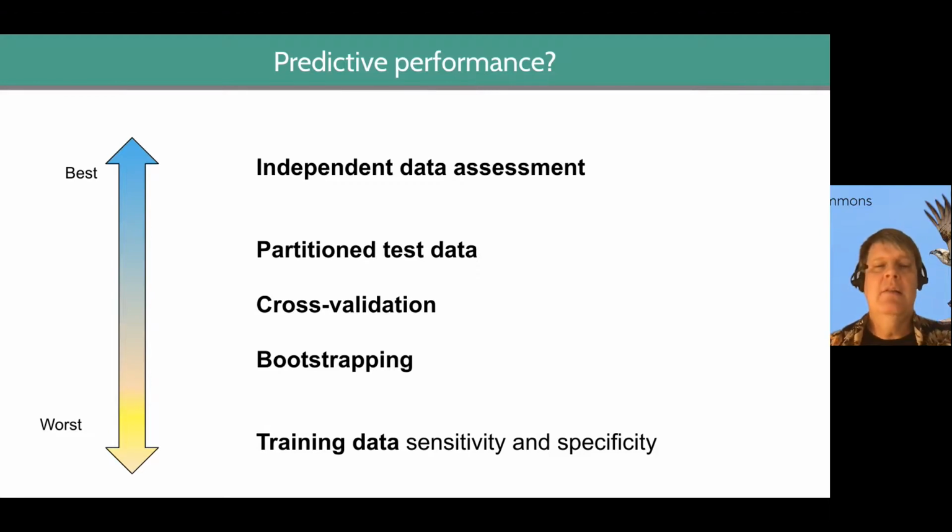Finally, the worst thing you can do is simply build a model with training data and not do anything else but generate a confusion matrix from your training data. You're going to have the least confidence in that result, and generally you're probably not going to get your model published in the literature if that's all you've done. So you're usually going to have to go up this train, and more and more you're seeing this almost demanded in the literature: either partition test data or independent data if it's available.